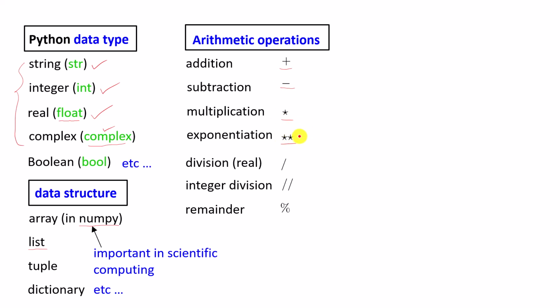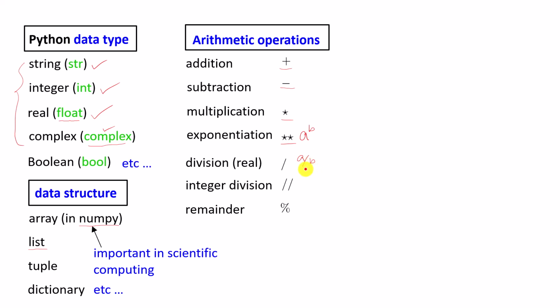So if we want to have the power of something, for example, a to the power b, this is the exponentiation. Then I have a real division. That means the actual division, like a divided by b.